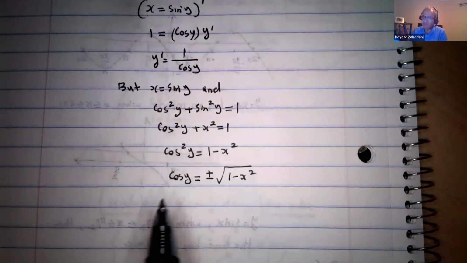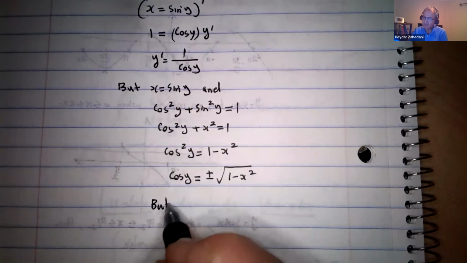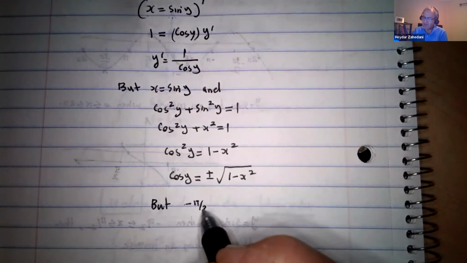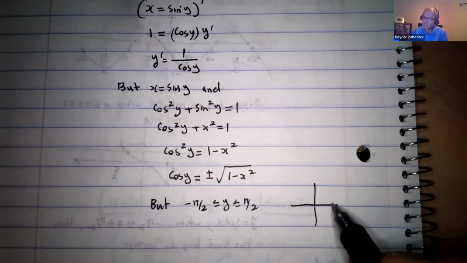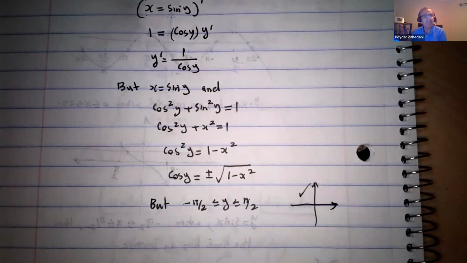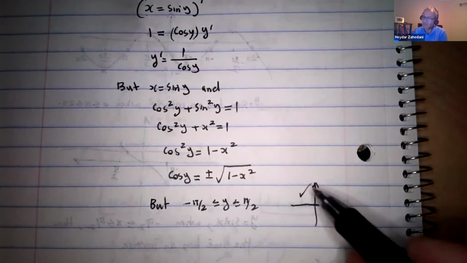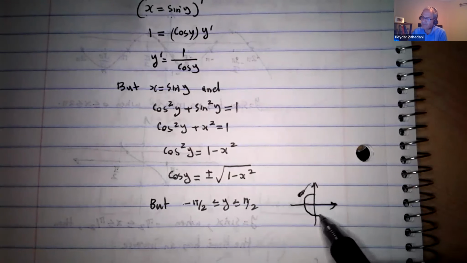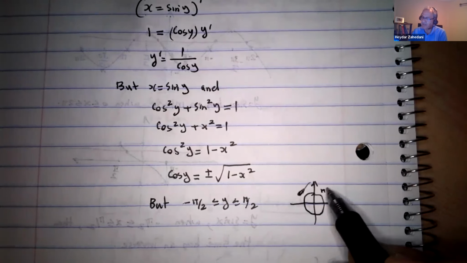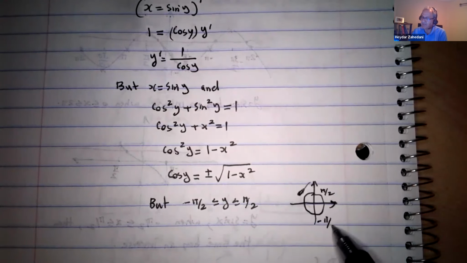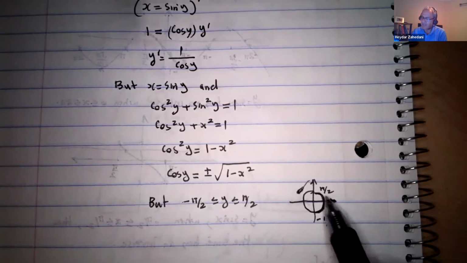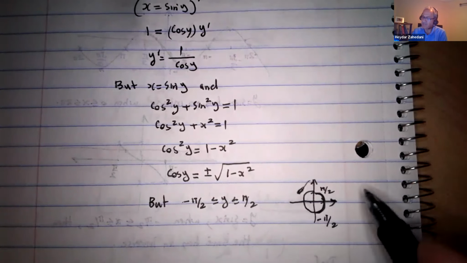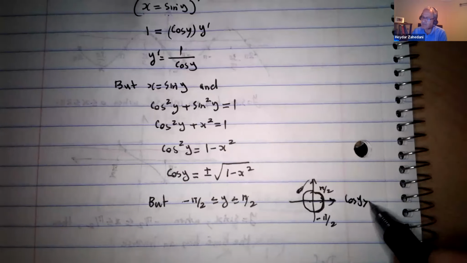But remember, y is between negative pi over 2 and pi over 2. So y is here, between negative pi over 2 and positive pi over 2. So your angle is here. And in both cases, the cosine is always positive, because this is the cosine of y. So the cosine of y is positive.